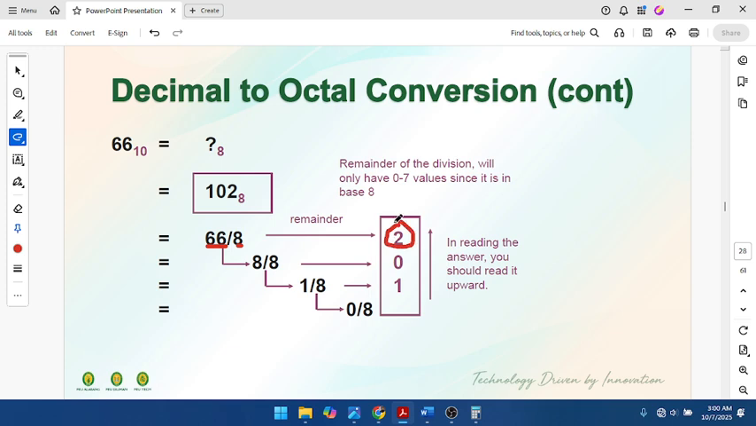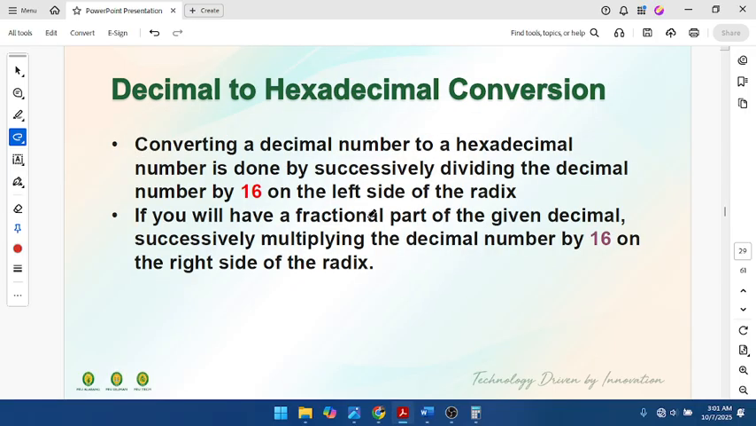Remainder 2. So next, 8 divided by 8 is 1, but there is no remainder, so you have to put 0 here. 1 divided by 8, of course 0, and we have the remainder 1. Now, in reading this, you just read it upward. So 102, so now 102 base 8. Okay, don't forget.